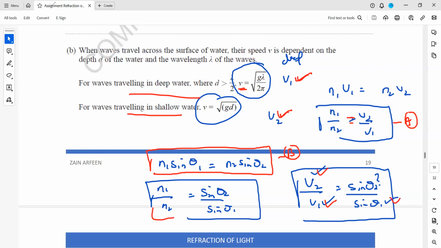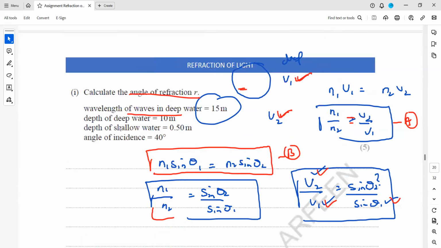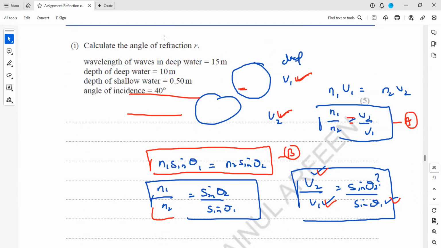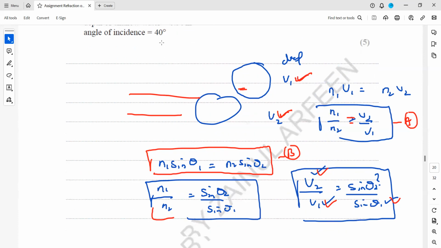The theta 1 is given in the question, as you can see. The angle of incidence is given in the question, which is 40. So you can work out the angle of refraction.